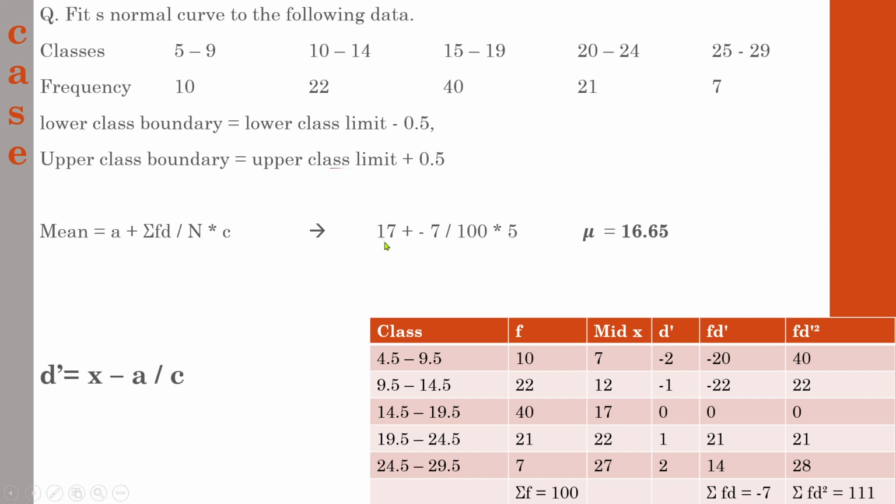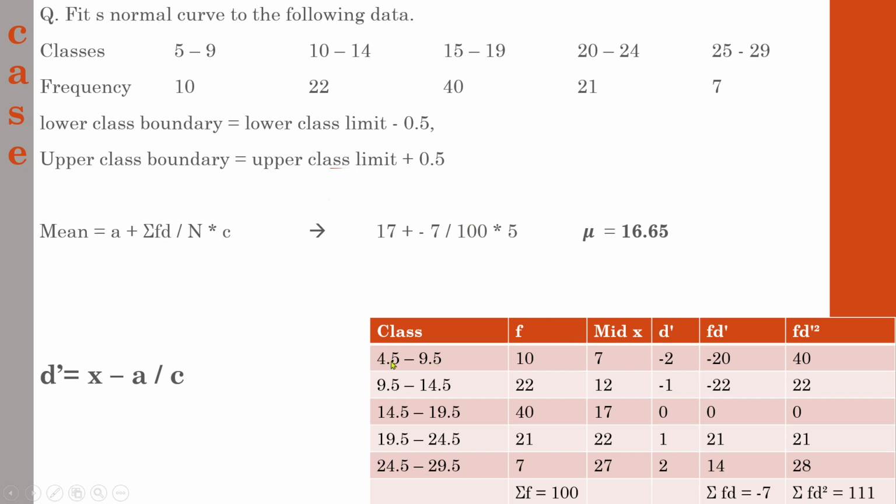And here it is 17. You can select any number as the assumed mean. From the index you can select any number as the assumed mean. Here I selected 17. That is why 17 plus sigma fd, sigma fd is minus 7, divided by N. N means sigma f, 100, into c, which means the class interval.